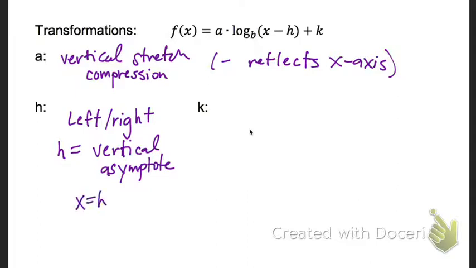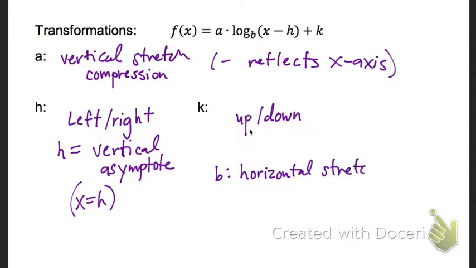So x equals h. So now we're looking at what's inside the parentheses for the asymptote. And then my k tells me up or down. And then my b still tells me horizontal stretch or compression. So same stuff. But the only difference from last unit to this unit is now the asymptote goes with the h instead of the k.